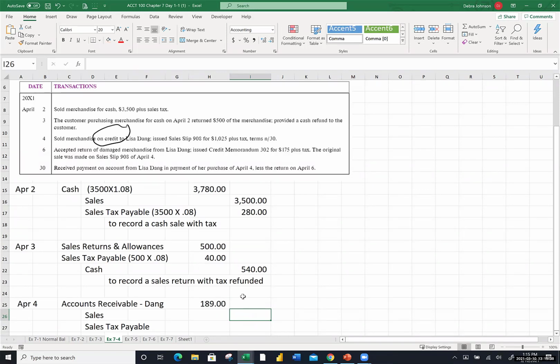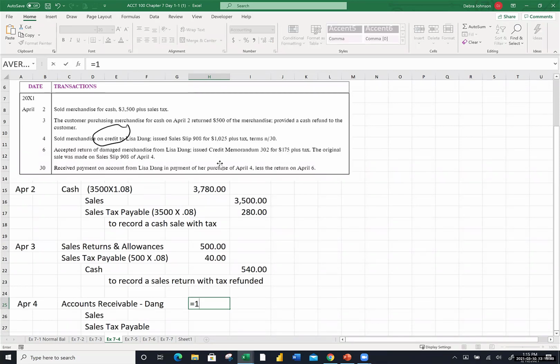Oh, I think I'm looking at the wrong one. I'm looking at the one below. My bad. Yeah, I was about to say. Yeah, so thanks. You guys keep me on my toes there. I was looking at this one instead of this one. So let's try it again. 1,025, that looks better, times 1.08.